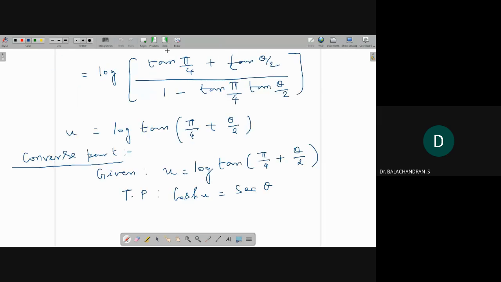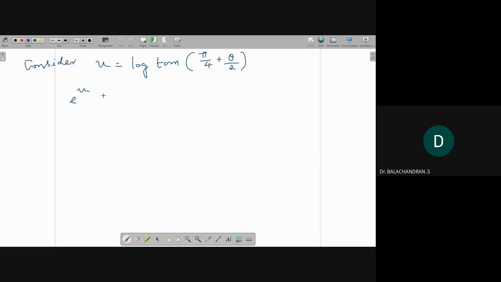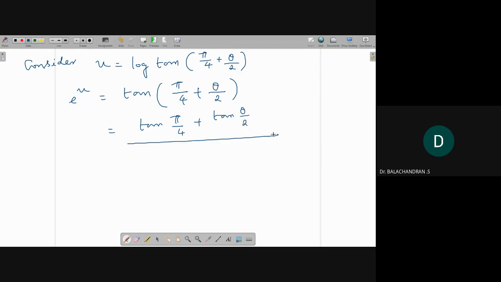You can also try some other idea if you know. So e power u equal to tan of pi by 4 plus theta by 2. Now this is of the form tan of A plus B, which is tan A plus tan B divided by 1 minus tan A into tan B.